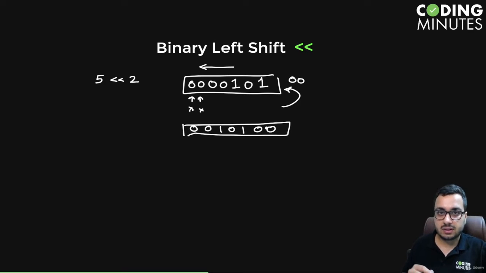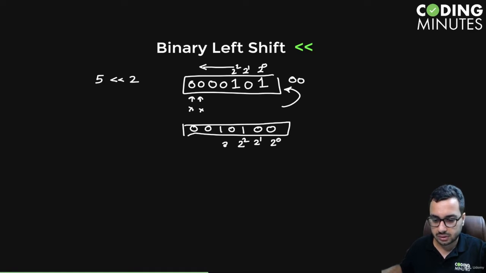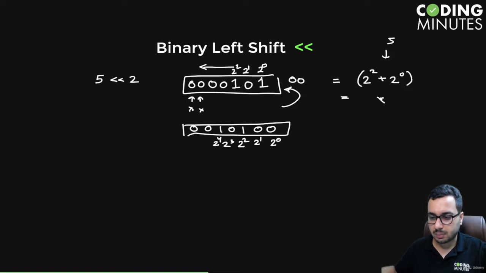Now if you try to understand what is the difference in this number, this was 2 raised to the power 0, this was 2 raised to the power 1, this was 2 raised to the power 2, and here it is 2 raised to the power 0, 2 raised to the power 1, 2 raised to the power 2, 2 raised to the power 3, and 2 raised to the power 4. So what is the original number? The original number is 5, which is equal to 2 square plus 2 raised to the power 0, and let us call this number x.